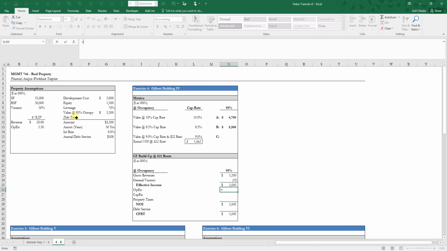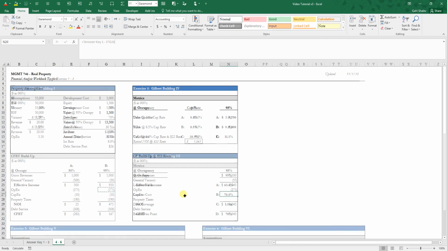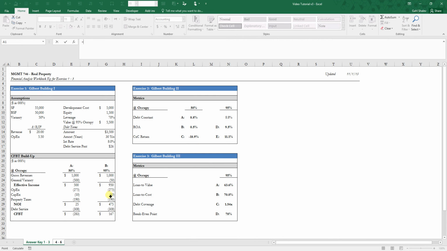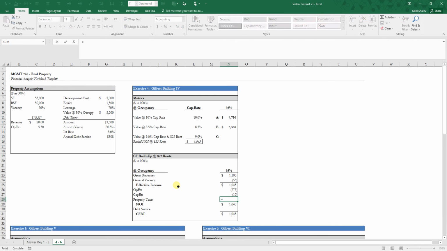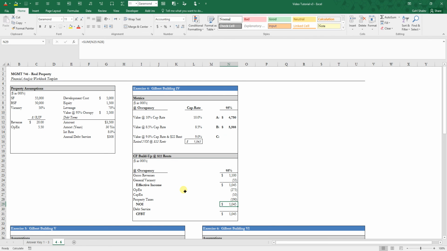Operating expenses, as you may recall from exercise number 1, are $275,000 or $5.50 per rentable square foot. CapEx are $10,000 and property taxes are $190,000. Therefore, NOI comes out to be $570,000, and if you divide 570 by a 9% cap rate, you get a value of $6.333 million.